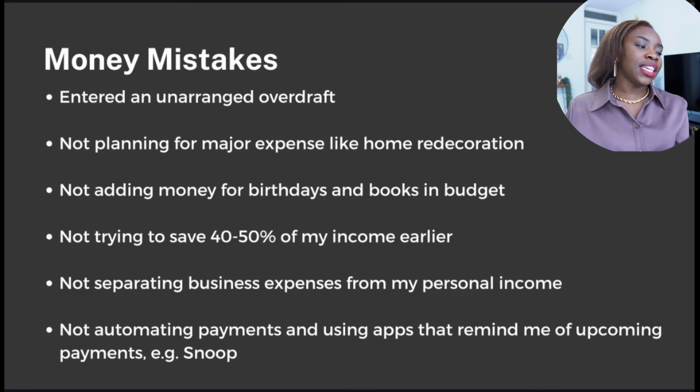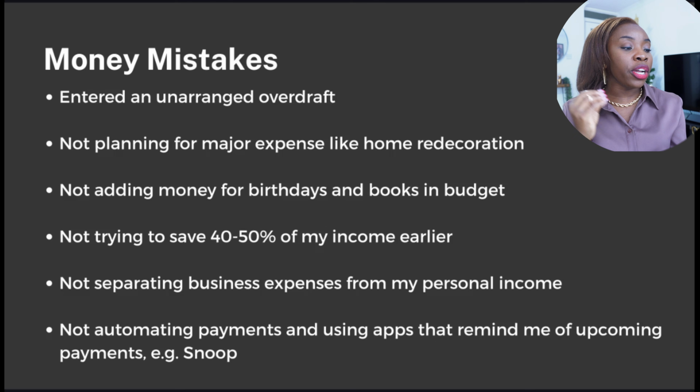Now, the next money mistake that I made is not adding money for birthdays and books in my budget. I buy books every month, and I realized I did not actually allocate a specific amount for this throughout the year. I don't know how I forgot to do that, but in my next budget, that needs to be there. Also, birthdays, like I mentioned in June, I spent a lot of money giving monetary gifts to people. So I need to have proper allocation for that in my budget going forward.